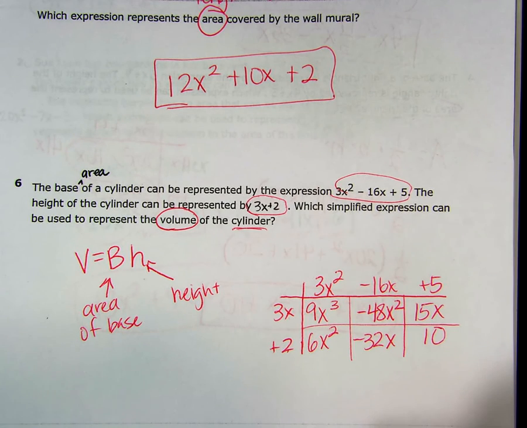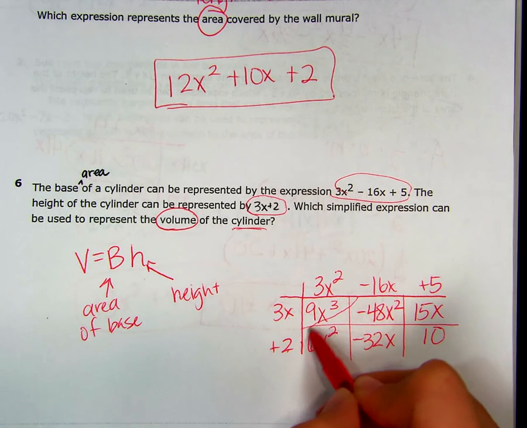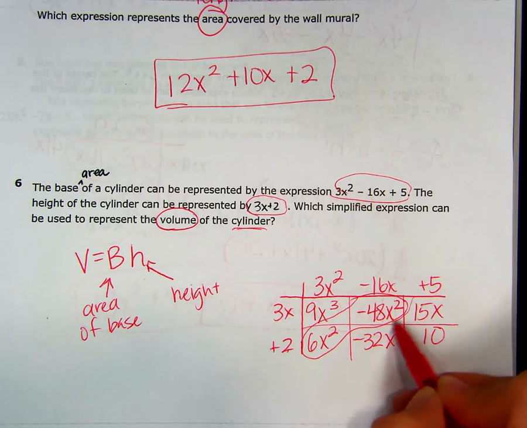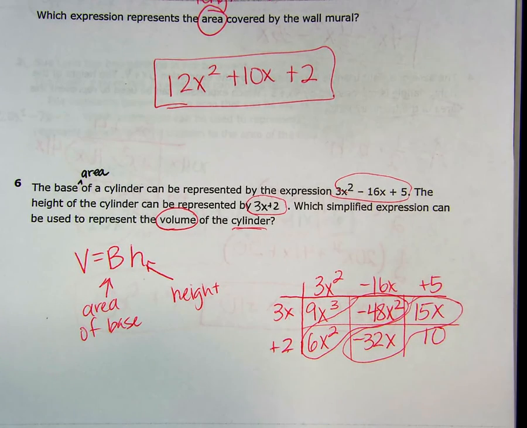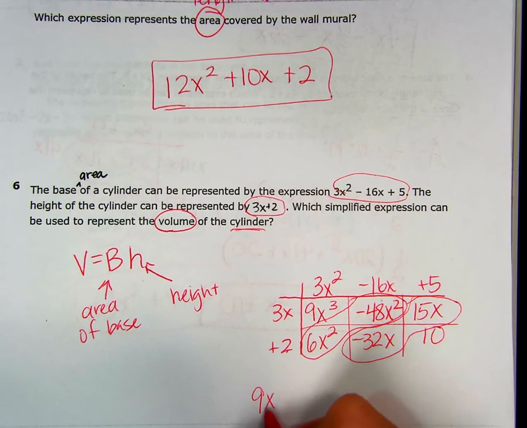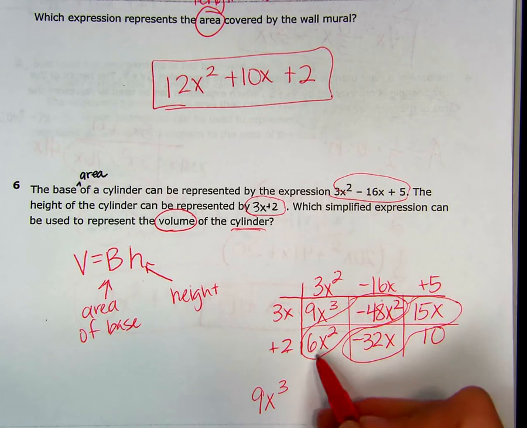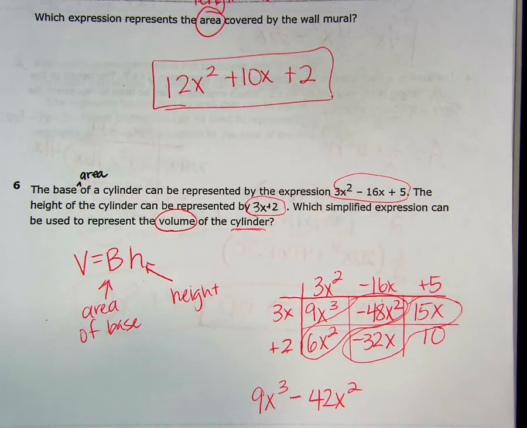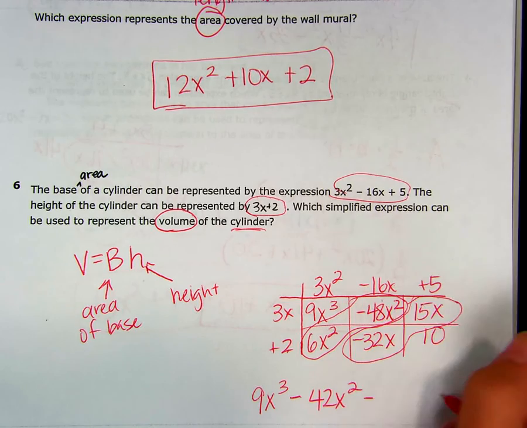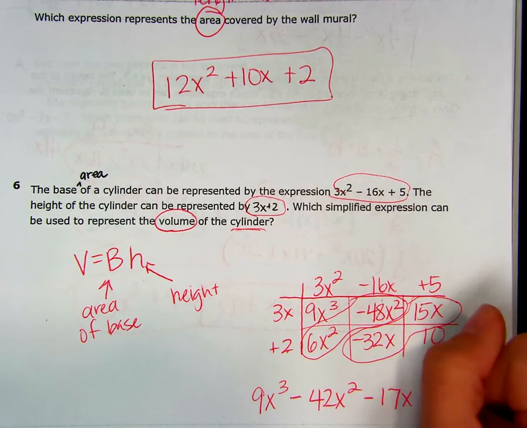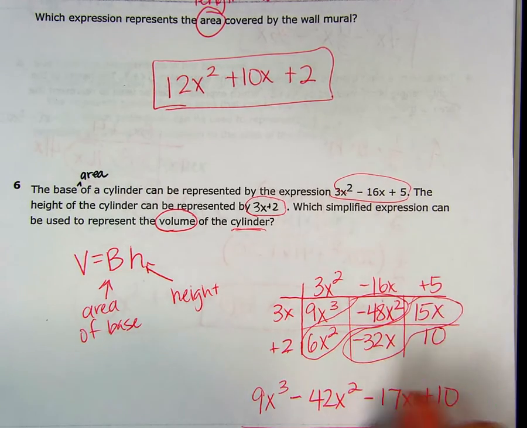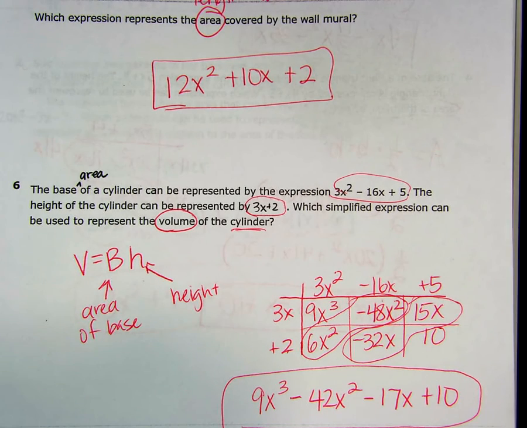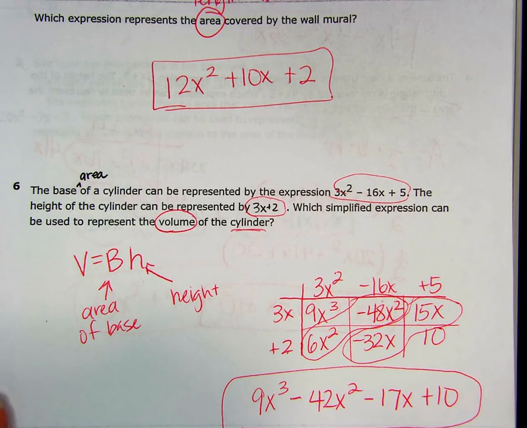All right, so now when I'm looking for my like terms, I have two sets. I have these x squareds, and I also have these x's. So I'm going to have to add both of those to get my final answer. So 9x cubed, negative 48 plus 6 is negative 42x squared. Negative 32 plus 15 is negative 17x, and then plus 10. All right, pause for discussion.